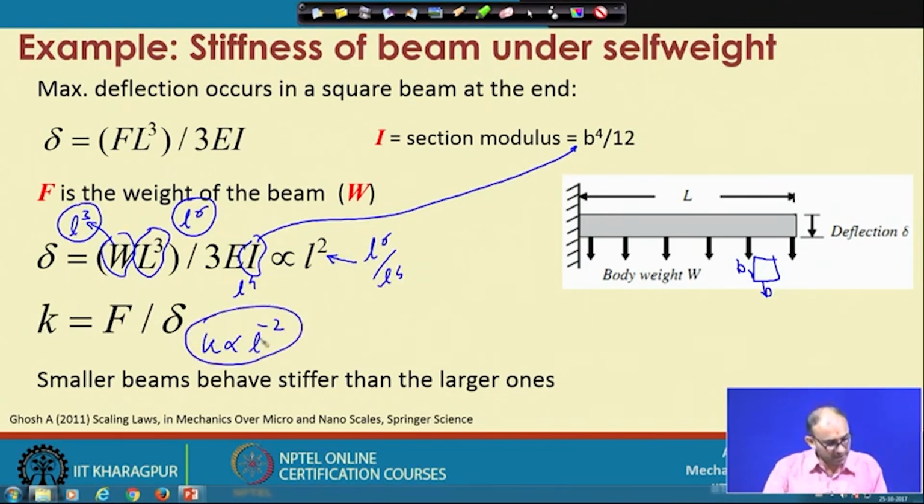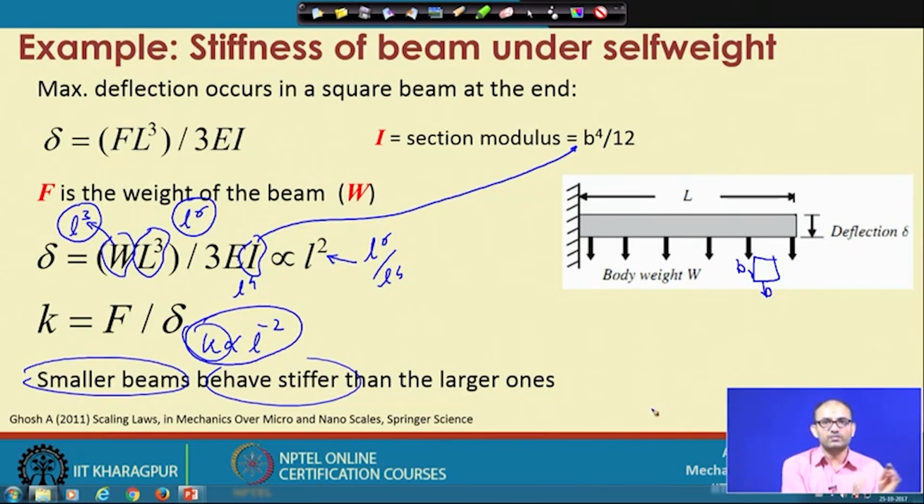So, if you reduce the dimension, that means a smaller beam behaves more stiffer, that means your K will go up. If there is no external loading, consider it is just a beam only, and you want to see what total length or dimension of the beam you have to make in such a way that it will not fall down from that part.